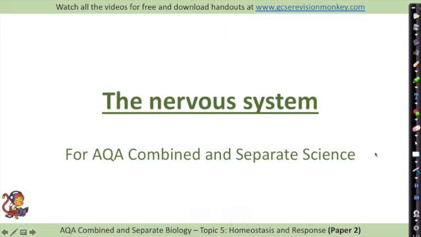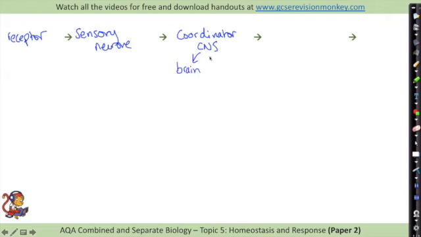The nervous system is one way that we can help to maintain our constant internal conditions. The main pathway for a nerve response starts off with a receptor cell of some kind. This electrical signal is passed on from a receptor cell to a sensory neuron. This message is then given to a coordinator, which in many cases is the central nervous system that comprises the brain and the spinal cord.